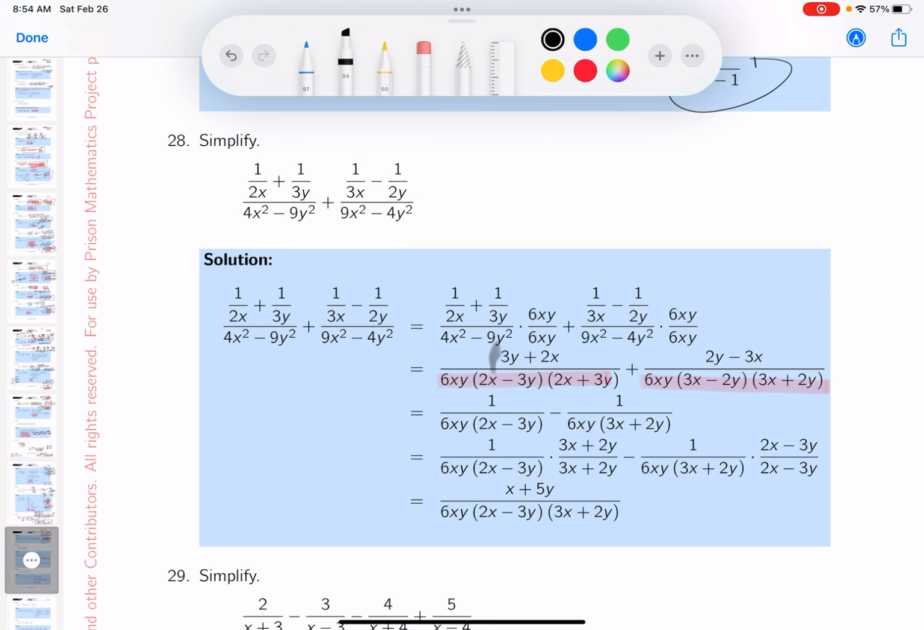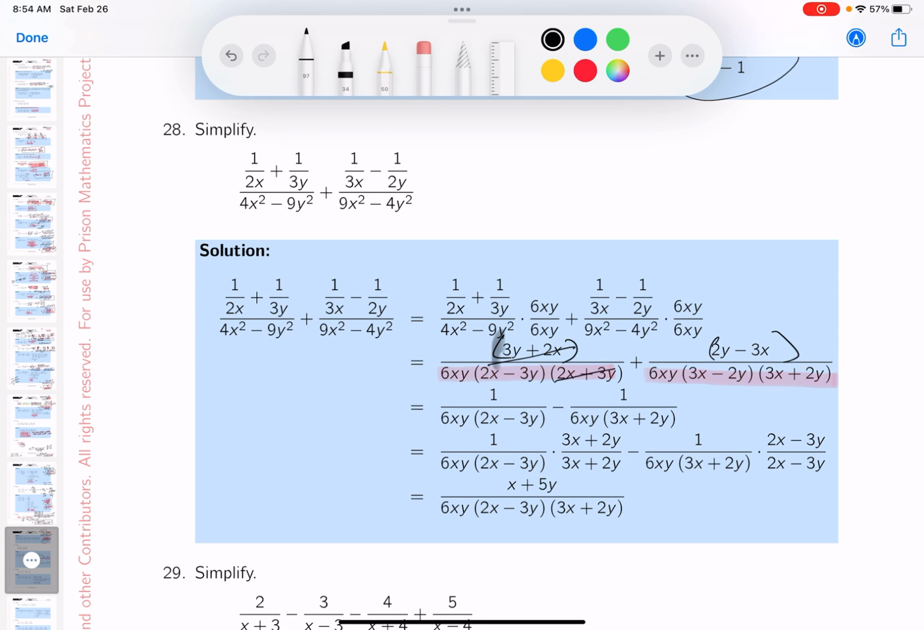Well, what I notice over here is, if I just factor the tops, what do I notice? That the factor on top, 3y plus 2x, would cancel. I know the factor over here, 2y minus 3x, well, it doesn't cancel, does it? What is it? It's an opposite, so it would cancel to minus 1. Right? So I'm going to write that down now.